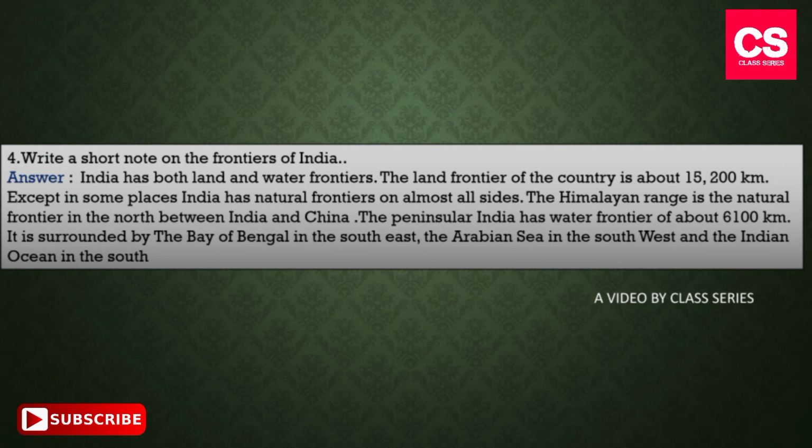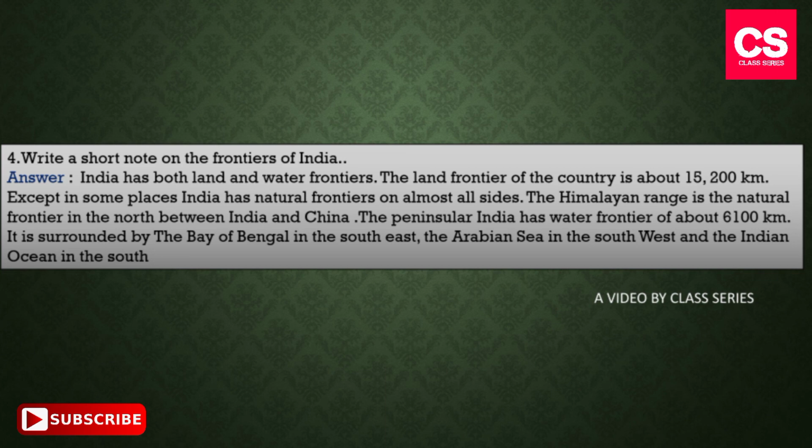Our fourth question is write a short note on the frontiers of India. The answer of this question is India has both land and water frontiers. The land frontier of the country is about 15,200 km. Except in some places, India has natural frontier on almost all sides. The Himalayan range is the natural frontier in the north between India and China.